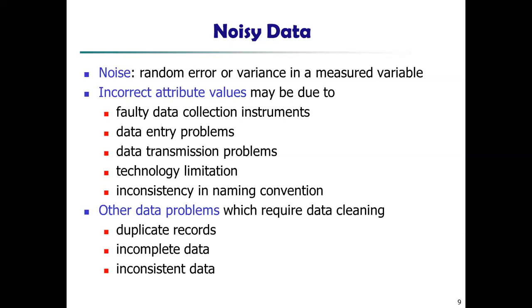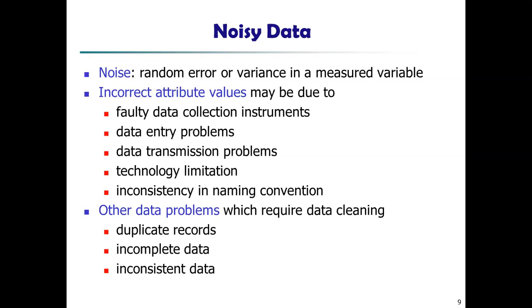Exact data could not be received. The next one is technology limitations and inconsistent naming conventions. This all comes under incorrect attribute values. And the third one is other data problems. This requires data cleaning: duplicate records, incomplete data, inconsistent data, all come under noisy data.